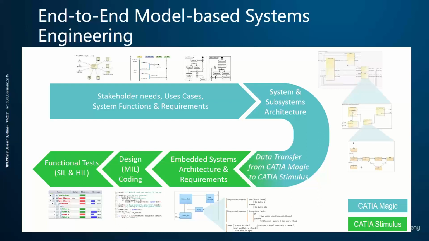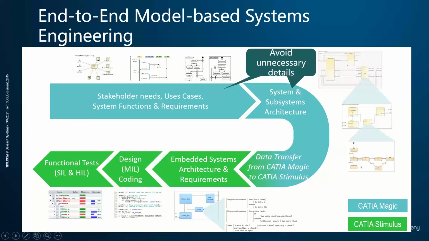At Dassault Systèmes, we have a pretty well-known tool, previously called MagicDraw Cameo. Now it's called CATIA Magic. And it's going to cover these early phases of the development where you don't want to get into all the details. So that's the blue part, basically. And we have a smooth transfer of data to go into the details of the specification of embedded systems with the CATIA Stimulus solution.